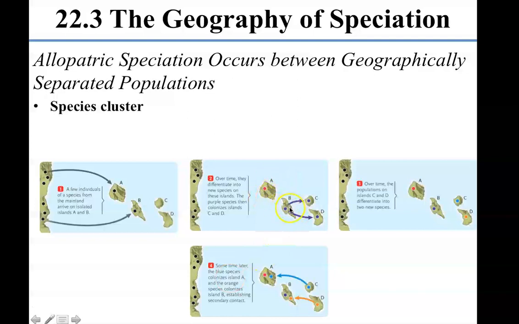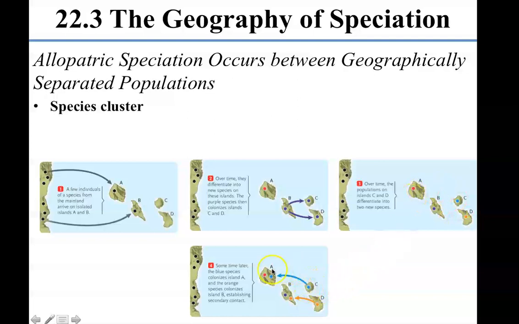Species B, in this case, moved to islands C and D, and then we've got some founder effect going on. Over time, they became distinct species. So in this example, we've got four islands, each with their own unique species, and because they've been separated for so long, these species become distinct.